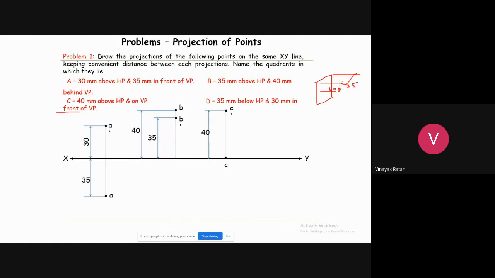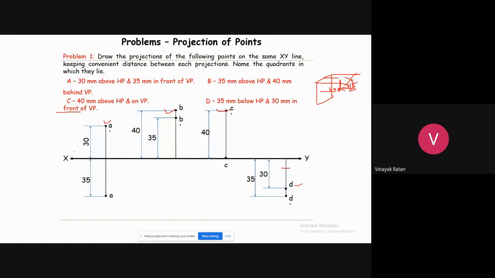So where is your front view? The front view is at a distance of 35 mm below the XY line, drawn here and denoted by D dash. Next, where is your top view? Again, you rotate this plane in the clockwise direction. The top view will also be below, with respect to the fourth quadrant, at a distance of 30 mm. This distance will come down. Your top view is D. So these are your projections of point A, point B, point C, and point D on the same XY line.